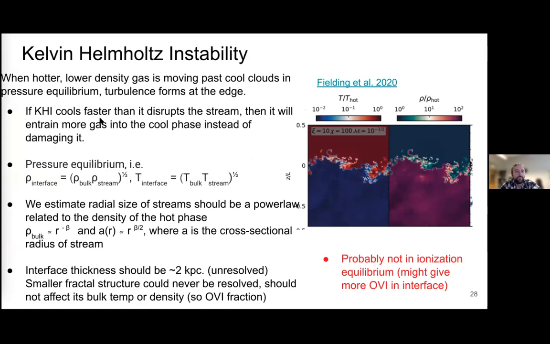So let's talk about Kelvin-Helmholtz instability just a bit. Basically, when hotter, lower density gas is moving past cool clouds in pressure equilibrium, turbulence forms at their edge. This is a picture from Fielding 2020. So you have hot gas moving to the right and cold gas moving to the left here. Actually, I think it's the other way. I think the cold gas is moving to the right, hot gas is moving to the left. And when that happens, it will basically create this kind of fractal interface structure, this interface layer between these two things.